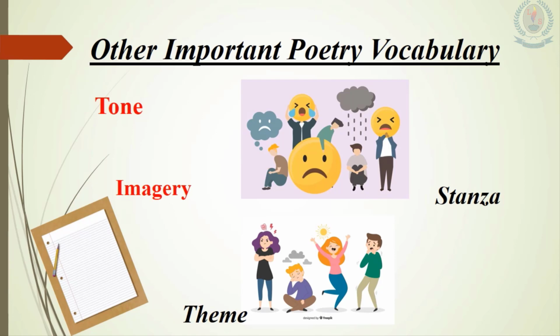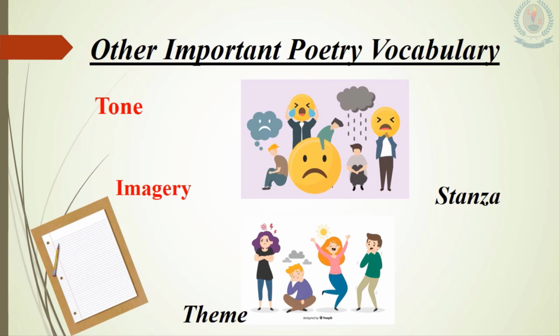So I can give you some words that can describe the tone. Okay? Happy, excited, angry, threatening, agitated, thoughtful, worried and depressed. So if you read a poem, first thing is you have to consider the tone. Okay, we'll move to the second one.